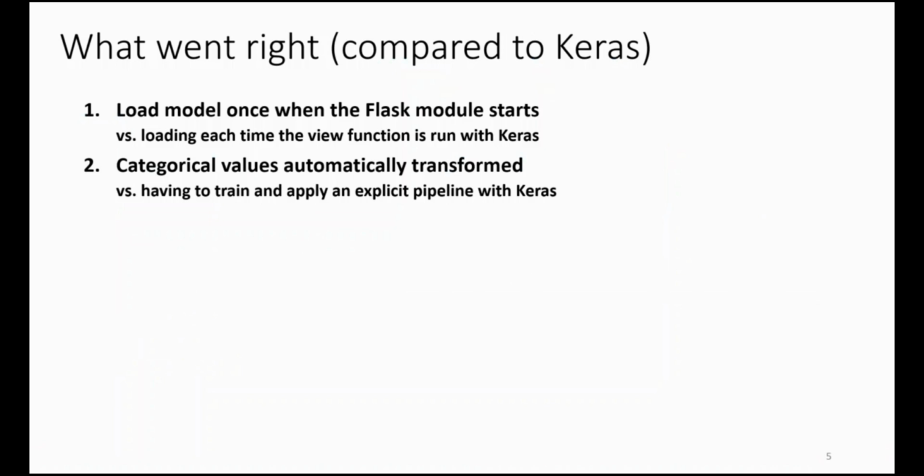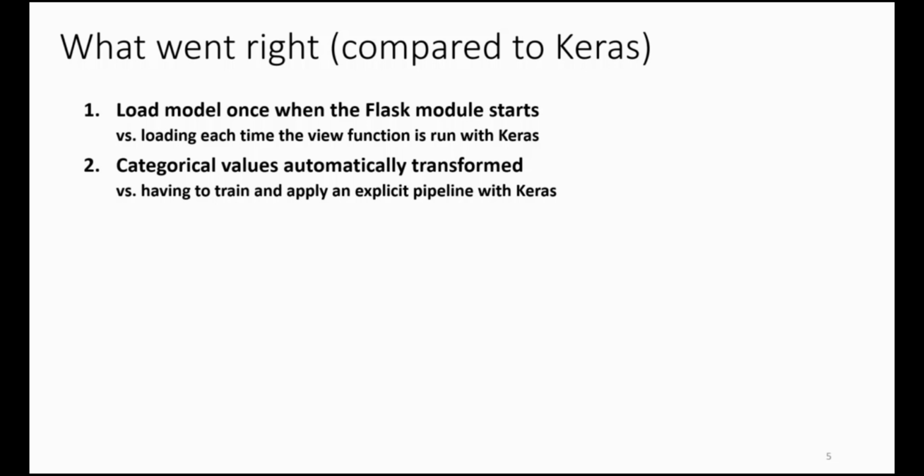In addition to the problems I just described, there were a couple of ways that deploying the fastai model was better than deploying Keras models. First, with Keras, I tried to find a way to load the model once when the Flask server started. However, I couldn't get that to work, so I had to load the Keras model every time a user asked for a prediction. For fastai, I was able to simply load the model once when the Flask server started, which meant that the user experience was faster since the model didn't need to be loaded again for each prediction.